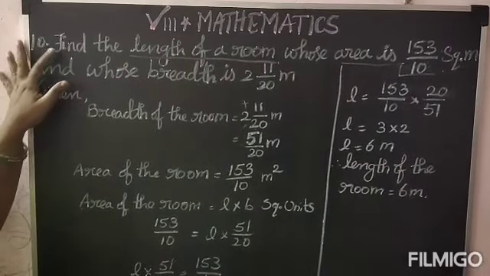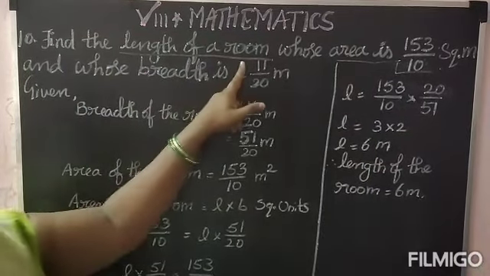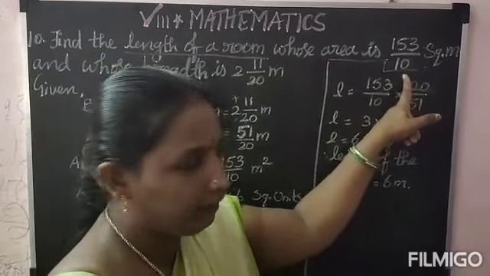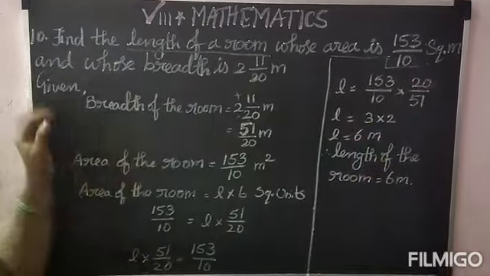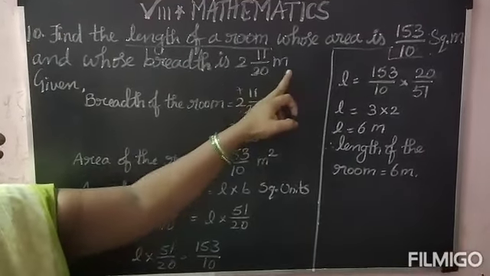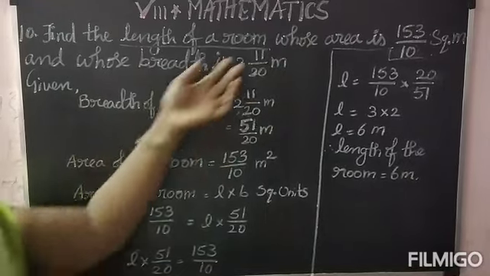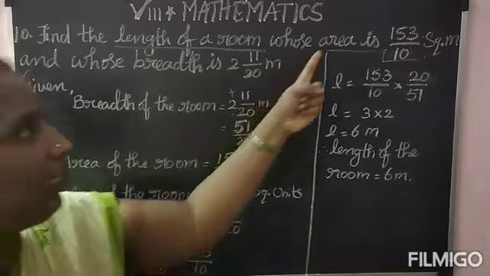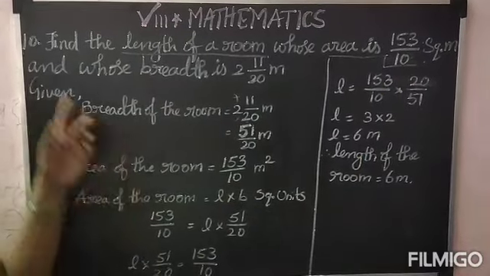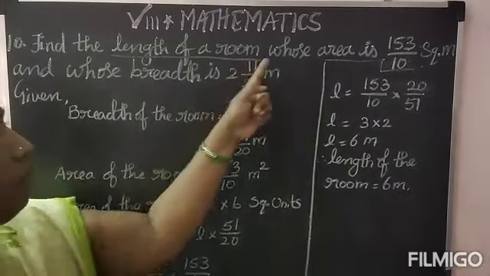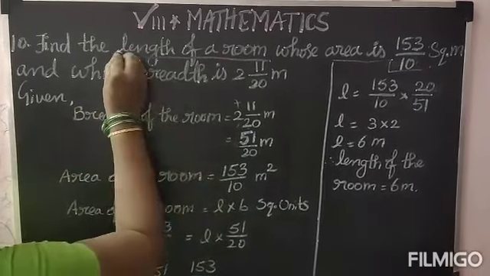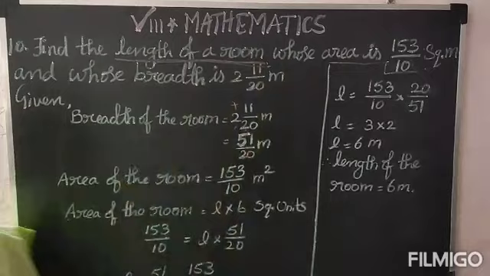The 10th one: find the length of a room whose area is 153 by 10 square meter and whose breadth is 2 1/20 meter. So what is given? There is one room, its area is given as 153 by 10 square meter, and they also gave the breadth 2 1/20 meter. So what are we going to find? The length of the room.